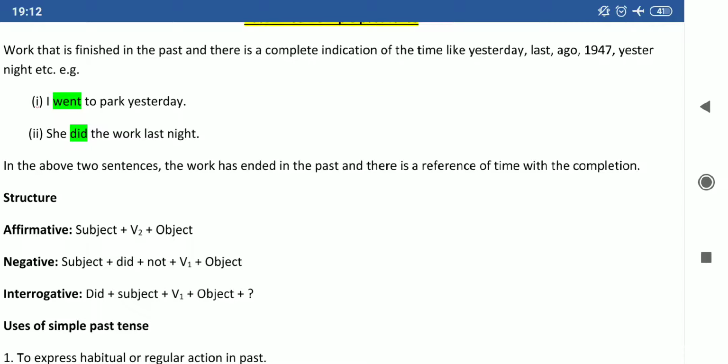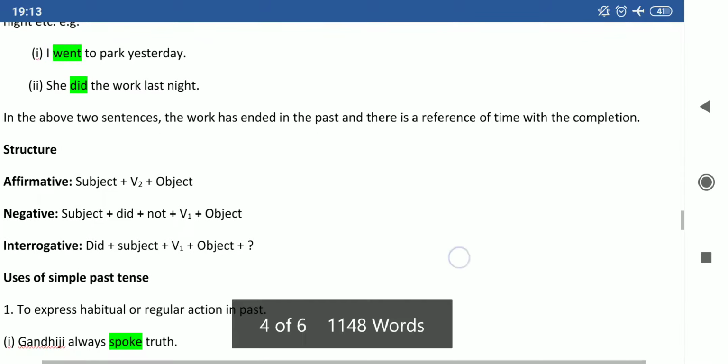I went to park yesterday. Yesterday tells you about past time, and the work which is done, that is like about going to the park. So go is first form. So here we have used second form of verb. So whenever you are using simple past tense, you will use second form of verb.